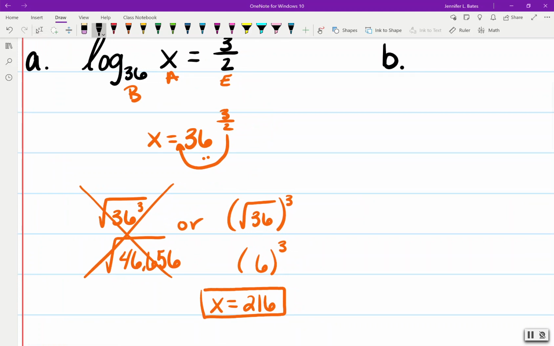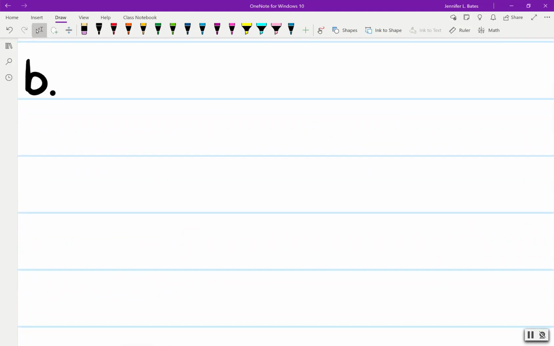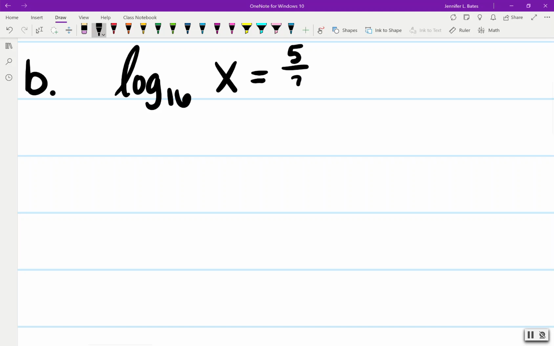Example B. In example B, we are given log base 16 of x is equal to 5/2. Alright, same thing here. I'm trying to solve for x. The x is trapped in the log, so we're going to change forms. When I change to exponential form, I know that I have a base raised to an exponent equal to an answer.